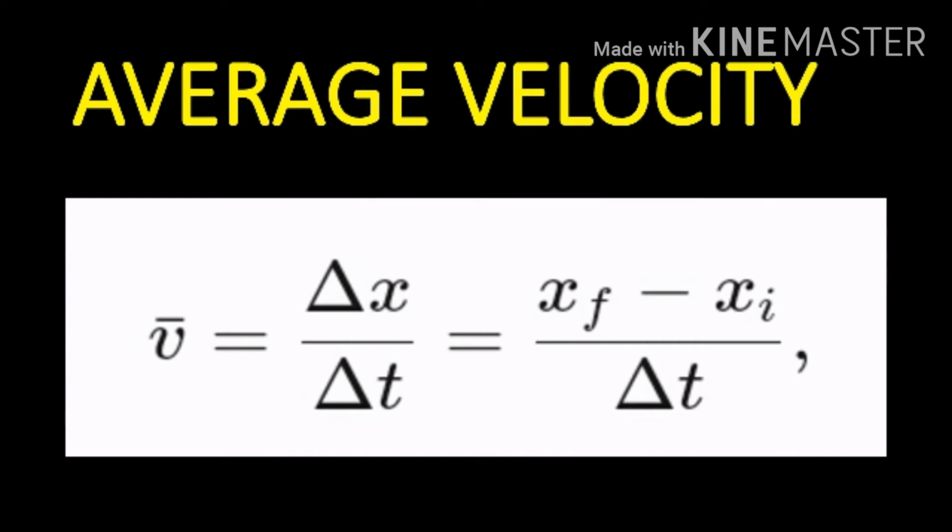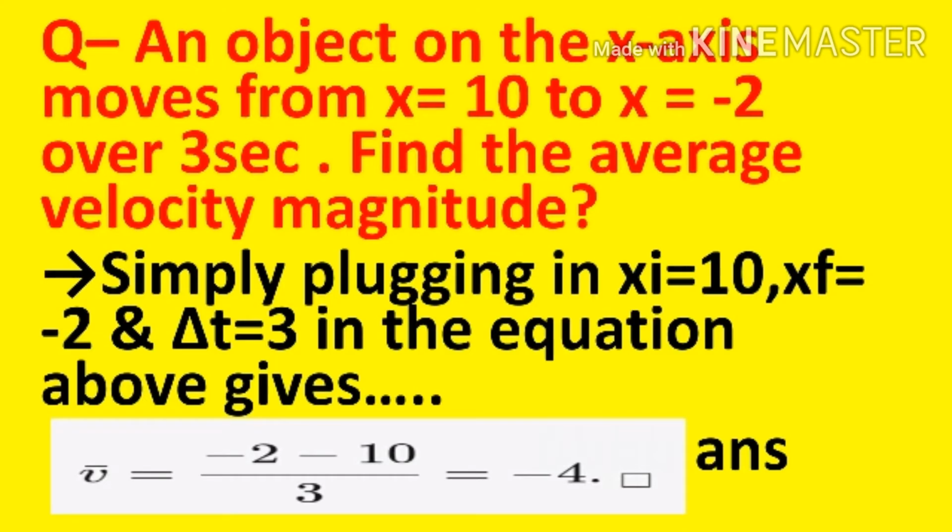Now, we take some examples on average velocity. There is an object on the x-axis that moves from x equals 10 to x equals minus 2 over 3 seconds. Find the average velocity magnitude.